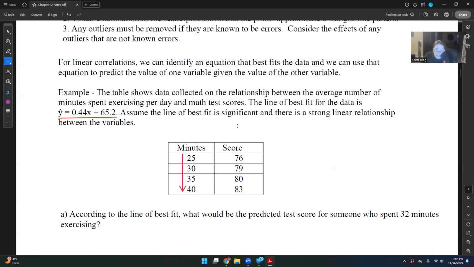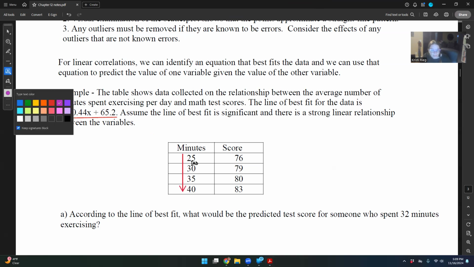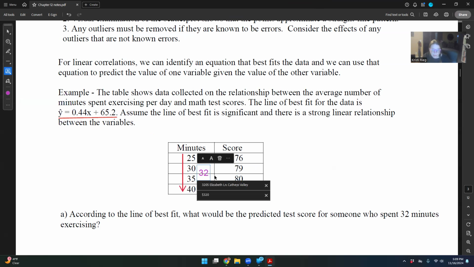plus 65.2. And what we're going to do, I guess we are going to use our calculator. We're going to use this line of best fit to estimate the predicted test score of someone who spent 32 minutes exercising. Now, you've exercised before, you've taken tests before. 2 minutes of exercise doesn't really make a difference, but we can kind of estimate where that would land. And so here we have 30 and 35. 32 is in between there.